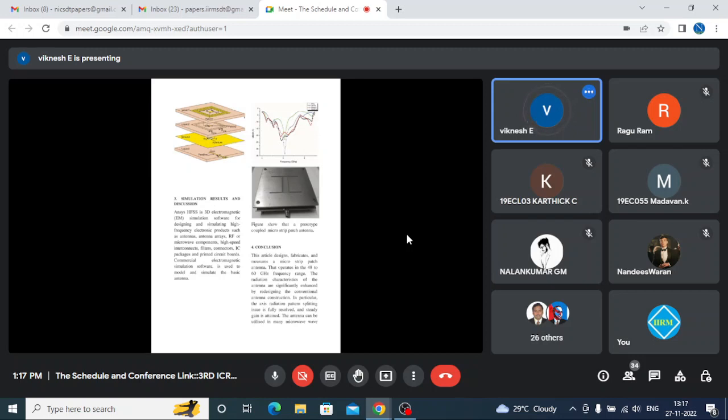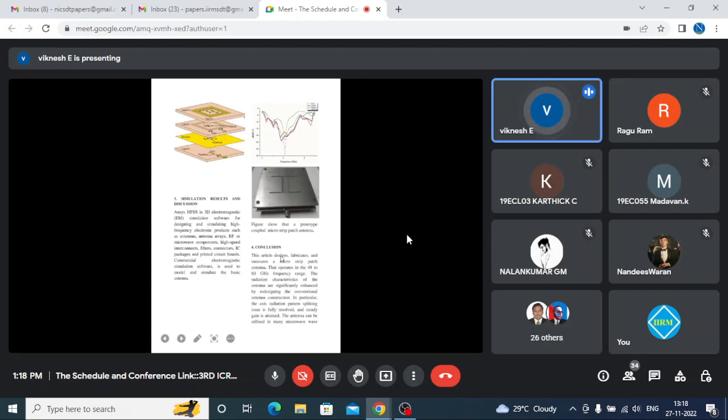Simulation and result. ANSYS HFSS is a 3D electromagnetic simulation software for designing and simulating high frequency electronic products such as antenna arrays, RF or microwave components, high speed interconnects, filters, connectors, IC packages and printed circuit boards.